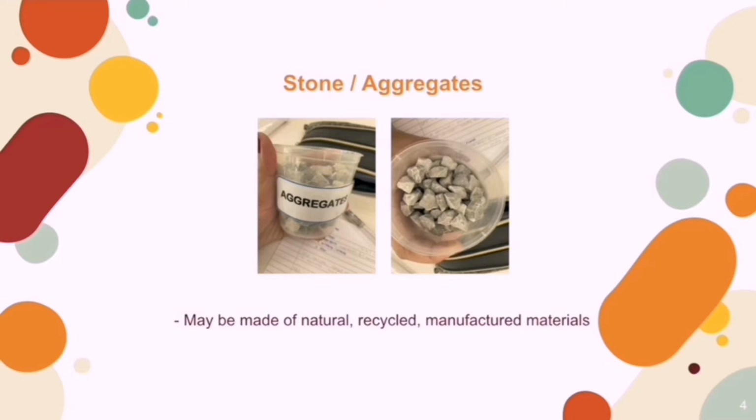In this particular roadwork construction, which is the flexible pavement, we will be using stones as our aggregates, and it comprises 60 to 80% of the concrete mix. Below is an example of how a stone aggregate looks.